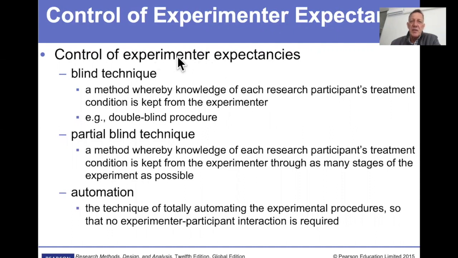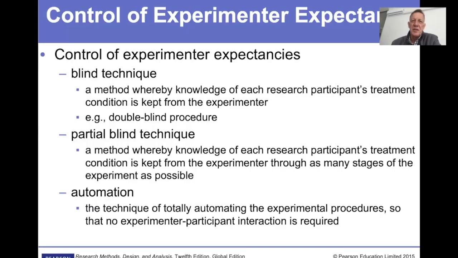These might be things like experimenter expectancies. You can use the blind technique, partial blind technique, or automation to control experimenter expectancies. Now, what is experimenter expectancy? It's when I expect a certain outcome, and with non-verbal information, we did this with the threats, I can sort of influence the participants, and these are ways to control for that. Okay, we'll go over to the next chapter in a second.